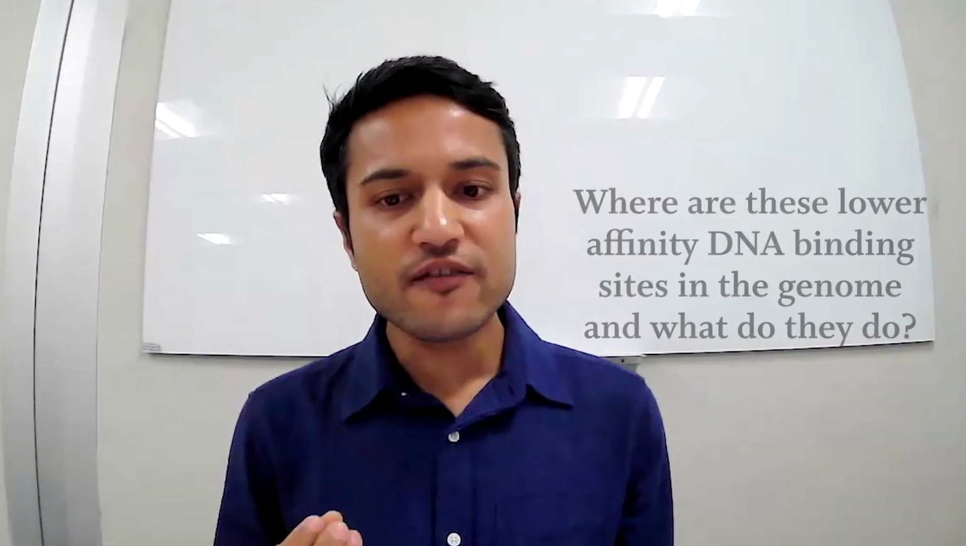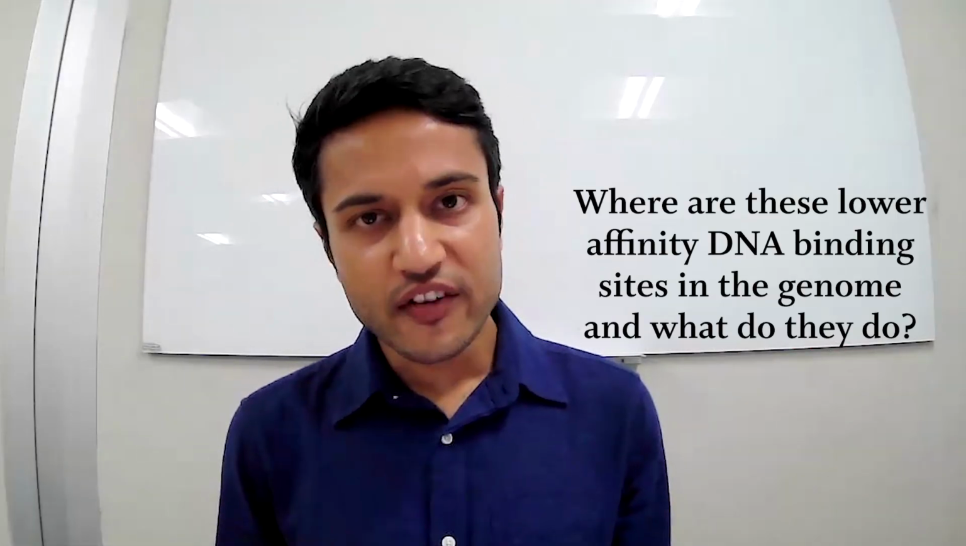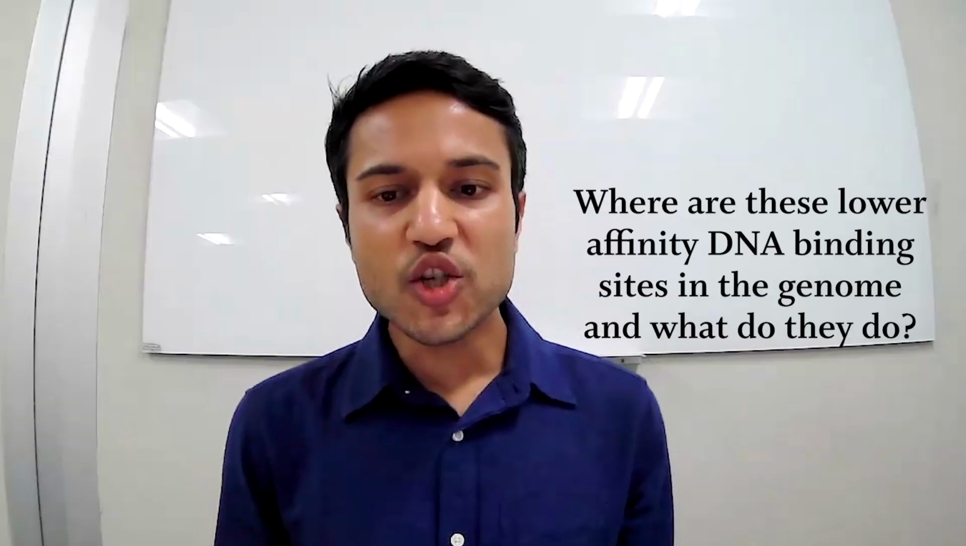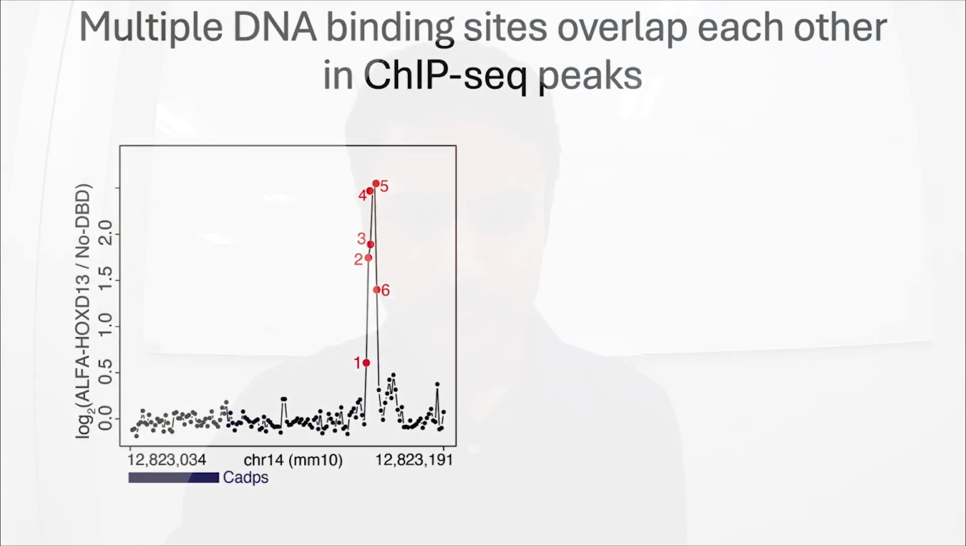So now that we've identified hundreds of novel lower affinity DNA binding sites, the question arises, where are they in the genome and what do they do? In order to answer this question, I performed a very simple analysis. Here I'm showing you an example ChIP-seq peak for HOXD13. I performed a sliding window analysis. Here every dot represents an 8 base pair DNA sequence, and I'm moving in 1 base pair steps and plotting the corresponding PADIT-seq activity on the y-axis.